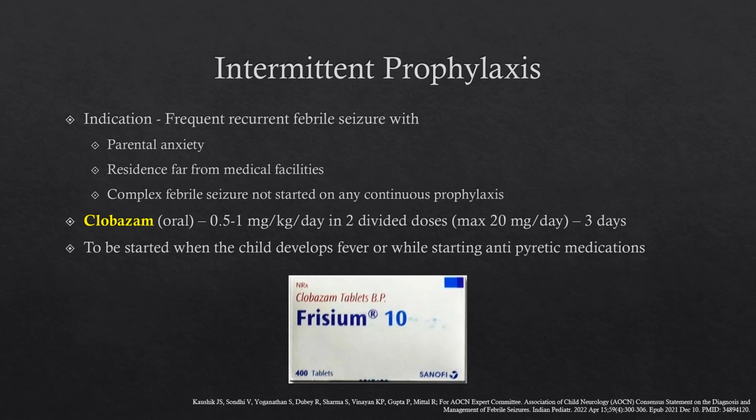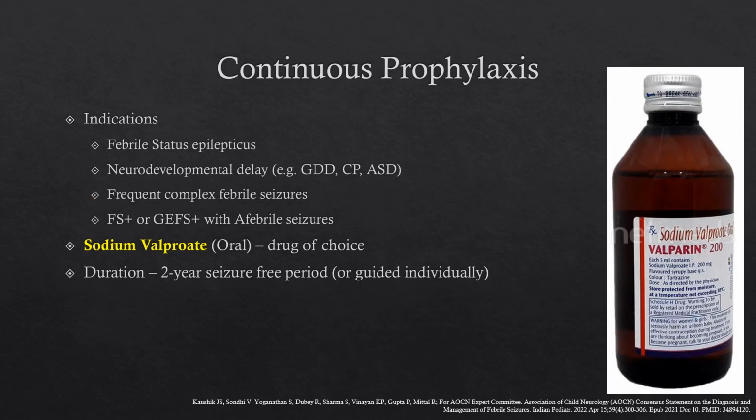Do we need to give intermittent prophylaxis? This is a case of complex febrile seizure which has not been started on any continuous prophylaxis. So there is an indication of intermittent prophylaxis in this case. So we need to give clobazam. Do we need to give continuous prophylaxis in this case? This is a case of frequent complex febrile seizures. So we need to give sodium valproate in this case.